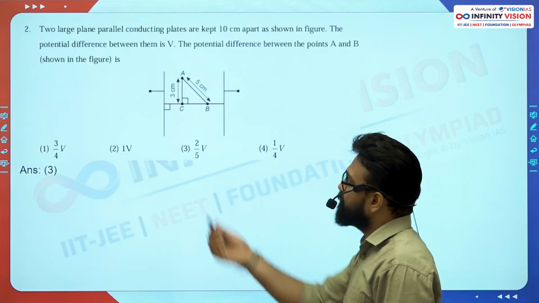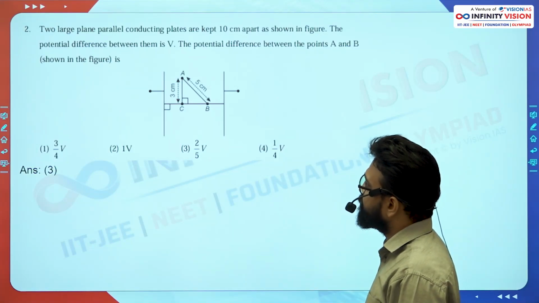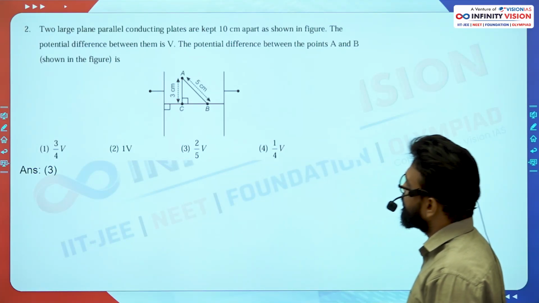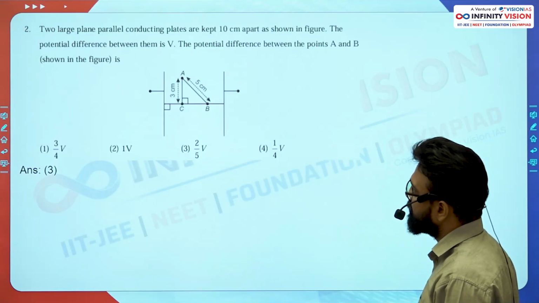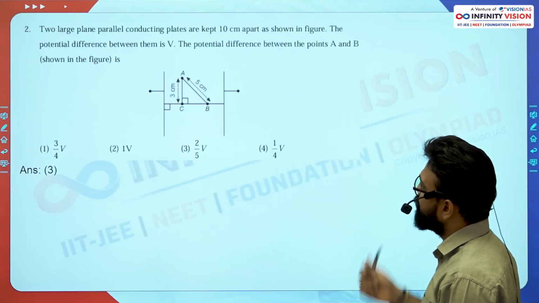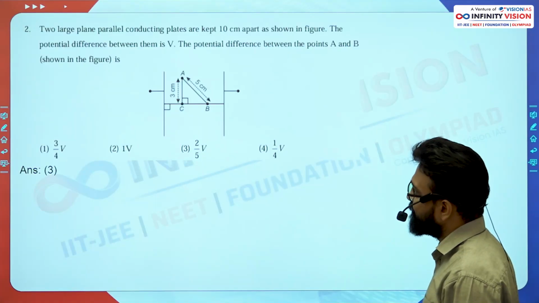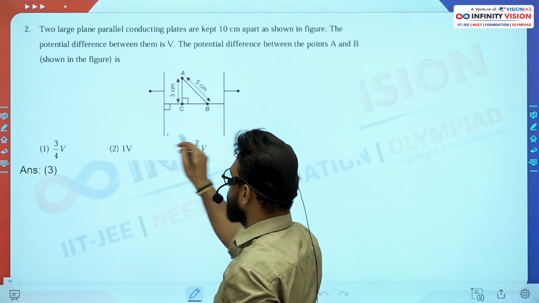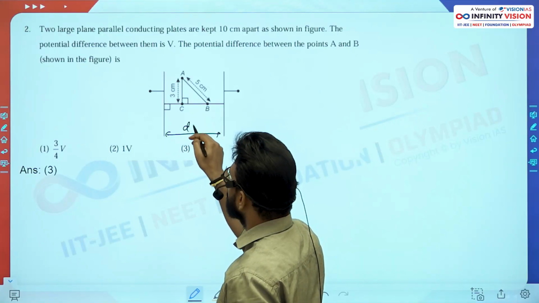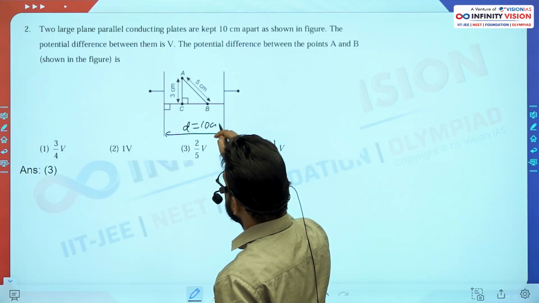Next, the two plane large parallel conducting plates are kept 10 centimeter apart as shown in the figure. The potential difference between them is V volt. The potential difference between the point A and B is. So you have been given these two plates and the separation between them, let it be D, which is already given to you as 10 centimeter.